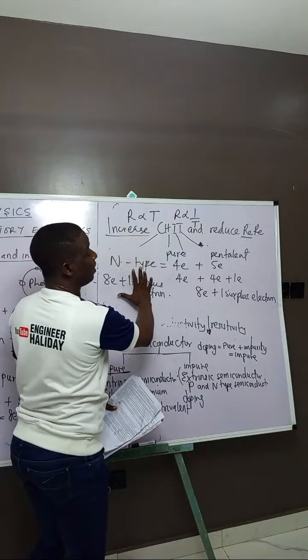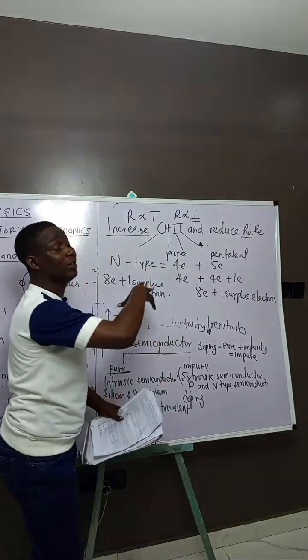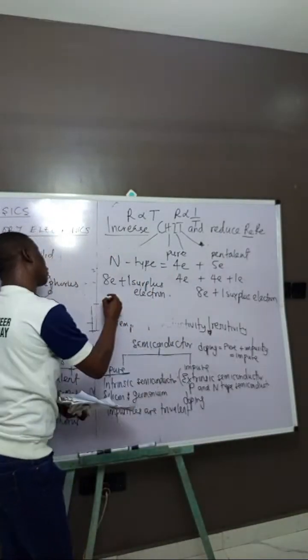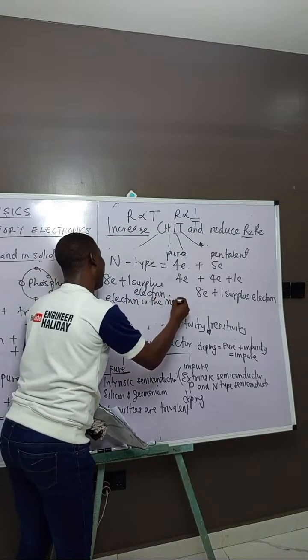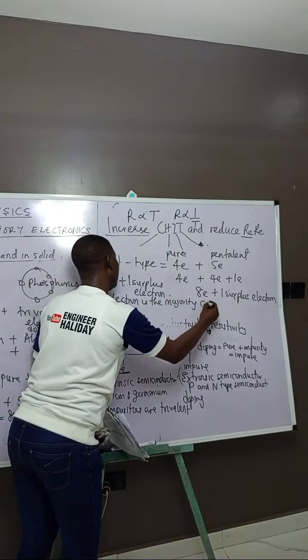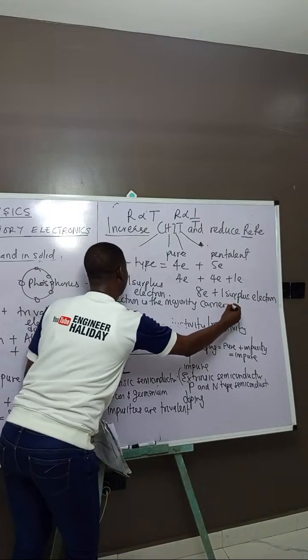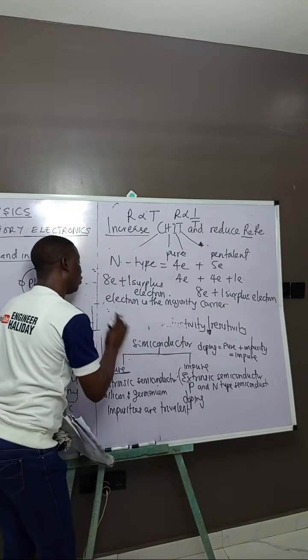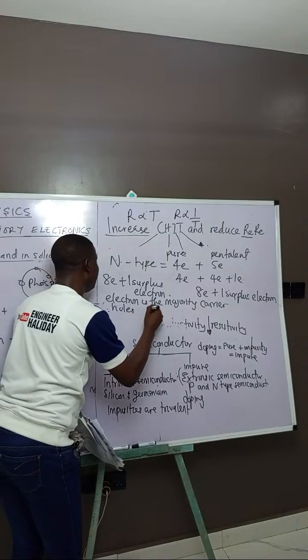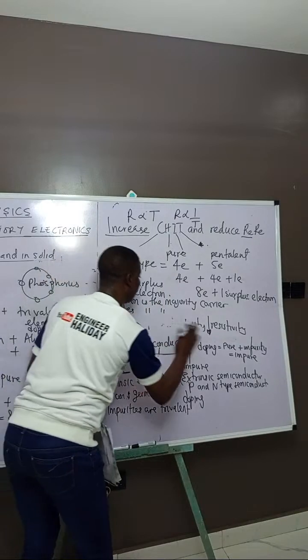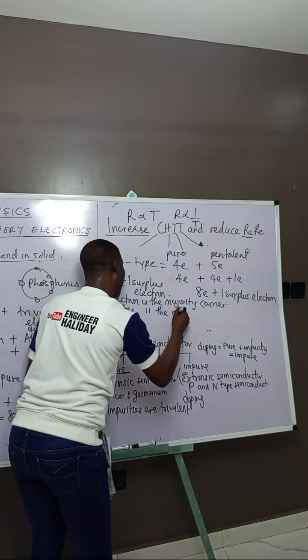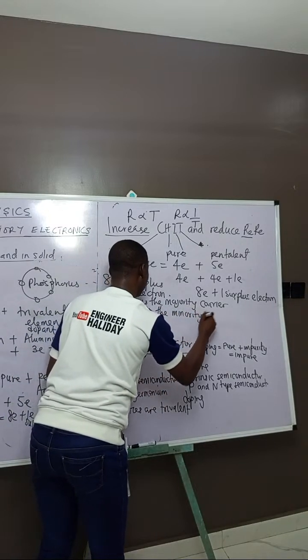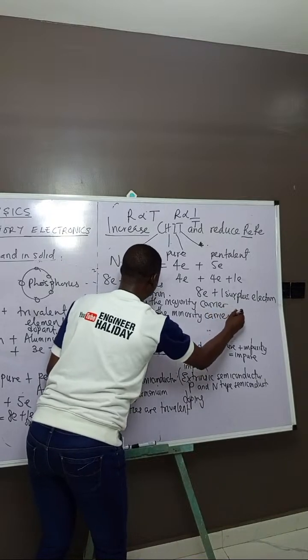So in this case, we say electron is the majority carrier of current. And holes are the minority carrier. So holes are the minority carrier. Please take note of that.